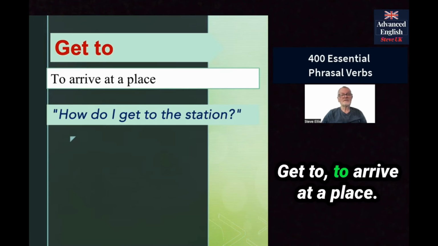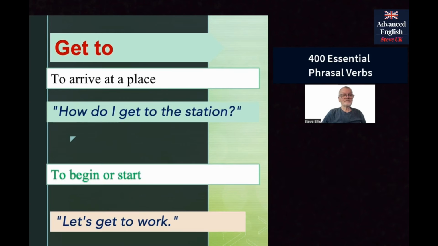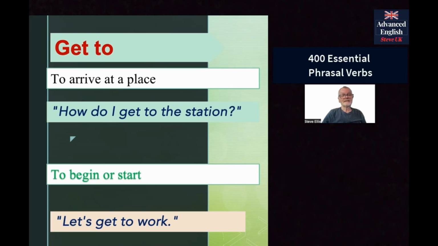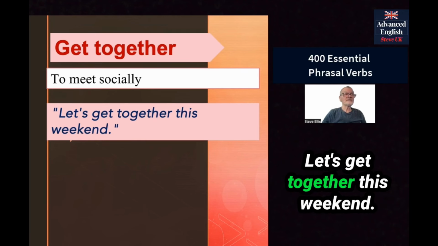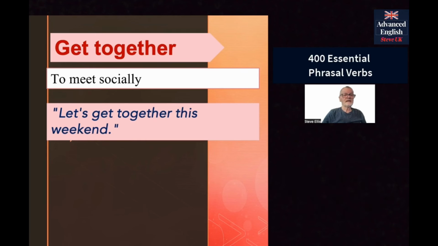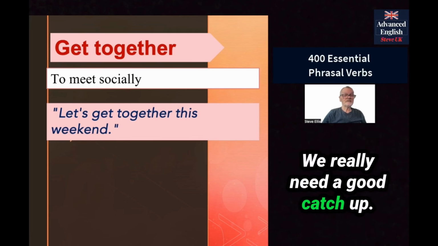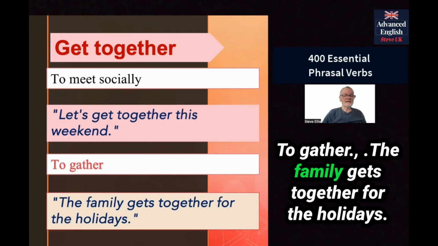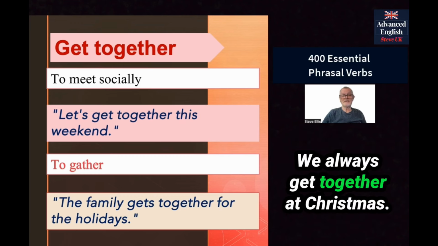Get to, arrive at a place. How do I get to the station? To begin or start. Come on, let's get to work. Get together, to meet socially. Let's get together this weekend. How about getting together next week? We really need a good catch-up. To gather. The family gets together for the holidays. We always get together at Christmas.